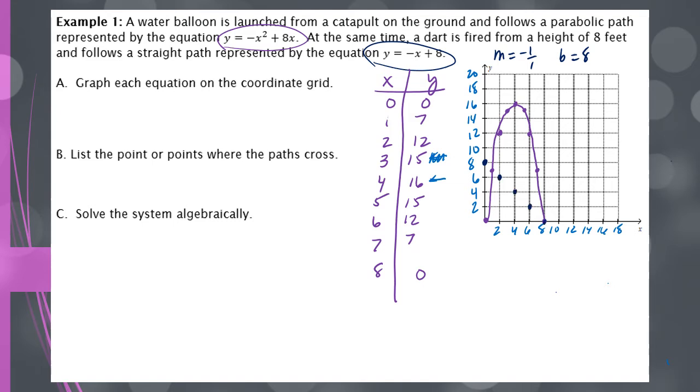And it looks like when I connect the dots here, these two things are going to cross in 2 places. The first one is right here, and that is at the point 1, 7.